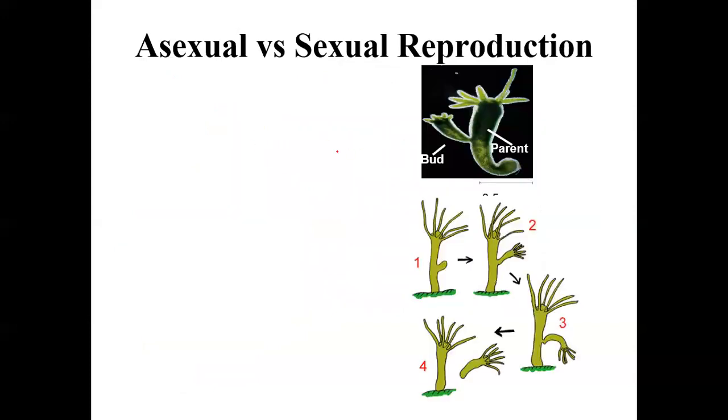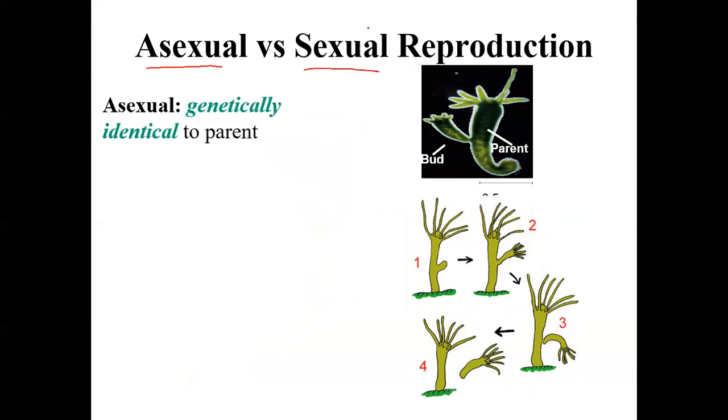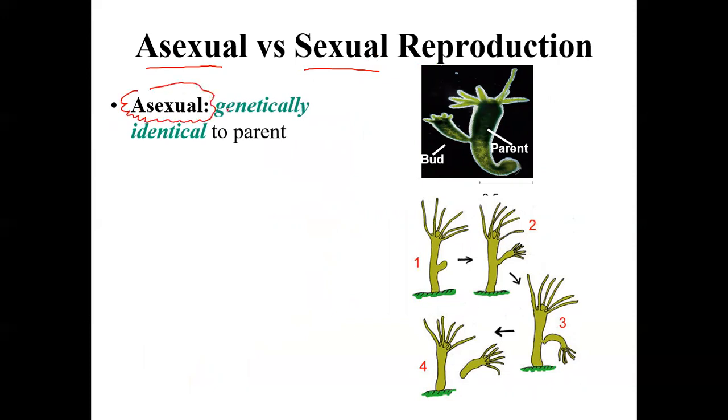So before we do that, it's a good time to kind of revisit what's asexual and what is sexual reproduction. So if something is doing asexual reproduction, that means you're always going to have a genetically identical species to the parent. Okay, so no variance is occurring. So a couple of things about asexual reproduction.